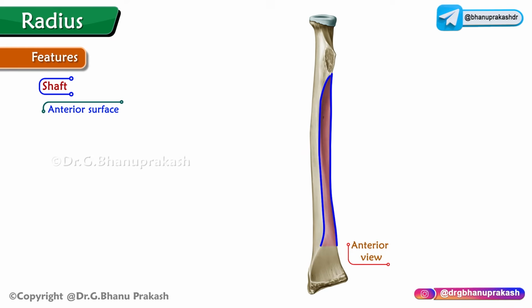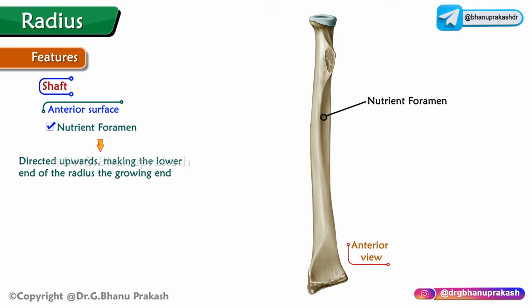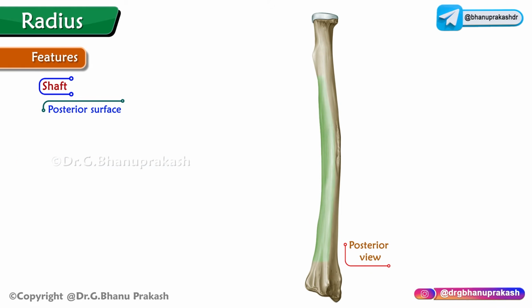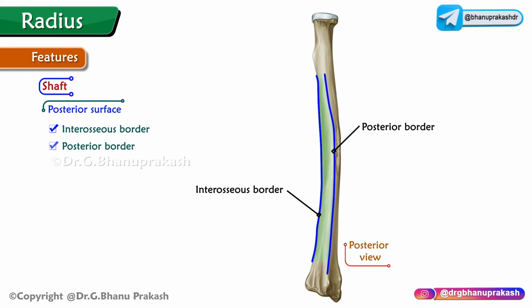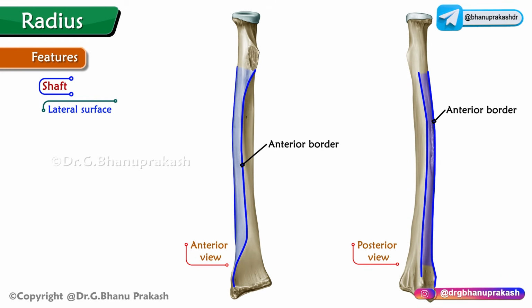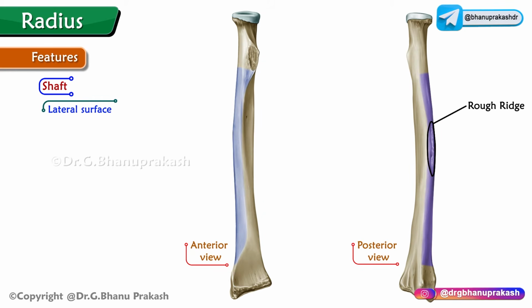Anterior surface. It lies between the anterior and interosseous border. It presents with a nutrient foramen in the middle region which is directed upwards, making the lower end of the radius the growing end. Posterior surface. It lies between the interosseous and the posterior borders. Lateral surface. It lies between the anterior and posterior borders. It is wider in the upper part. A rough ridge is present in the middle of the surface.